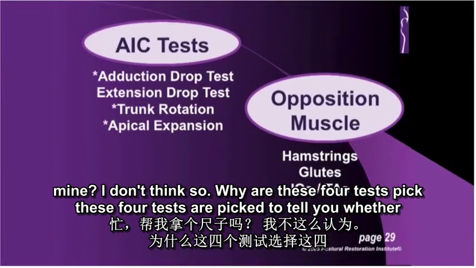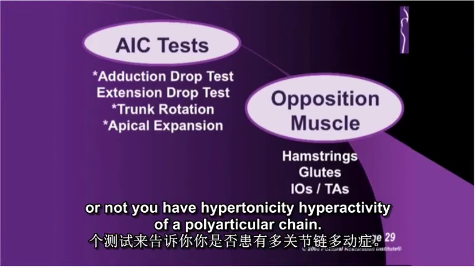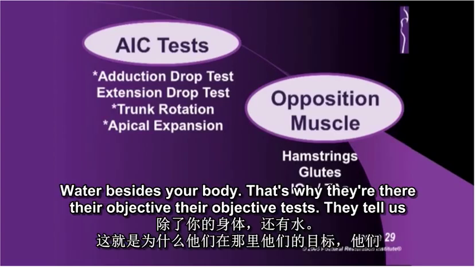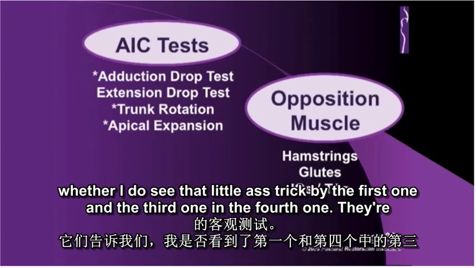So why are these 4 tests picked? These 4 tests are picked to tell you whether or not you have hypertonicity, hyperactivity of a polyarticular chain on one or both sides of your body. That's why they're there. They're objective tests. Do you see that little asterisk by the first one and the third one and the fourth one?